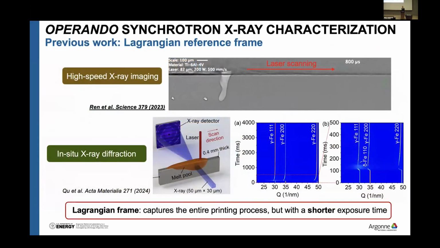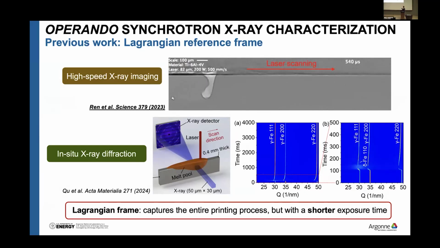Before this, I would like to briefly introduce the existing effort, or the previous work, on synchrotron X-ray characterization. Actually, most of this type of characterization, including the first experiment developed at APS, adopted the Lagrangian reference frame. Which means that the sample or the substrate is always fixed with respect to the incident X-ray, and the relative movement is carried out by the energy source, as shown by this very nice video.